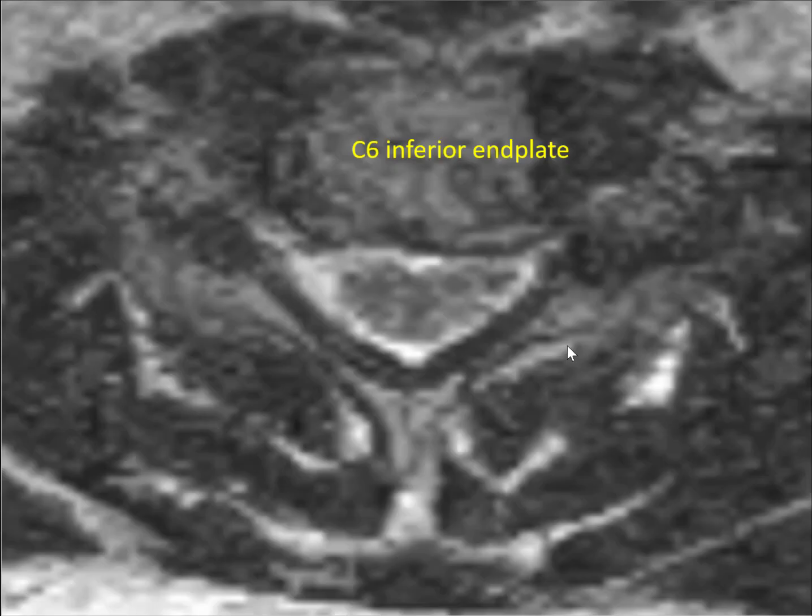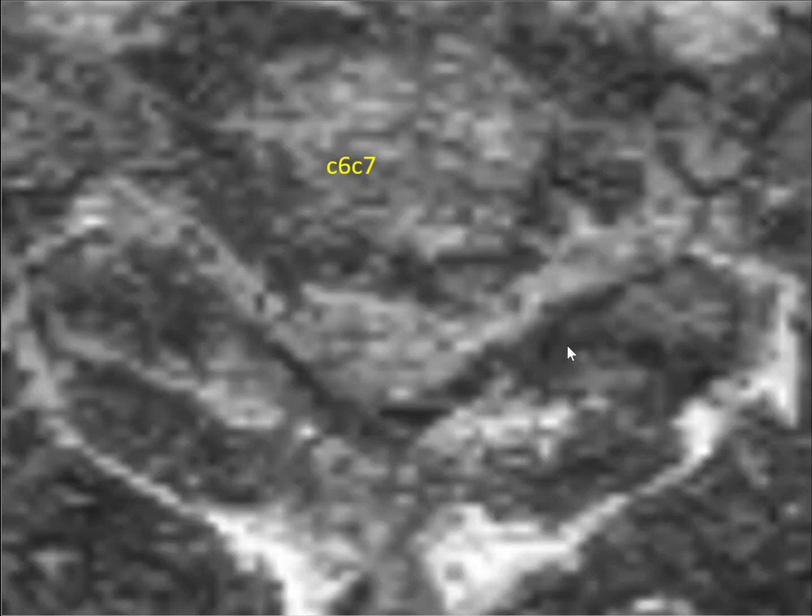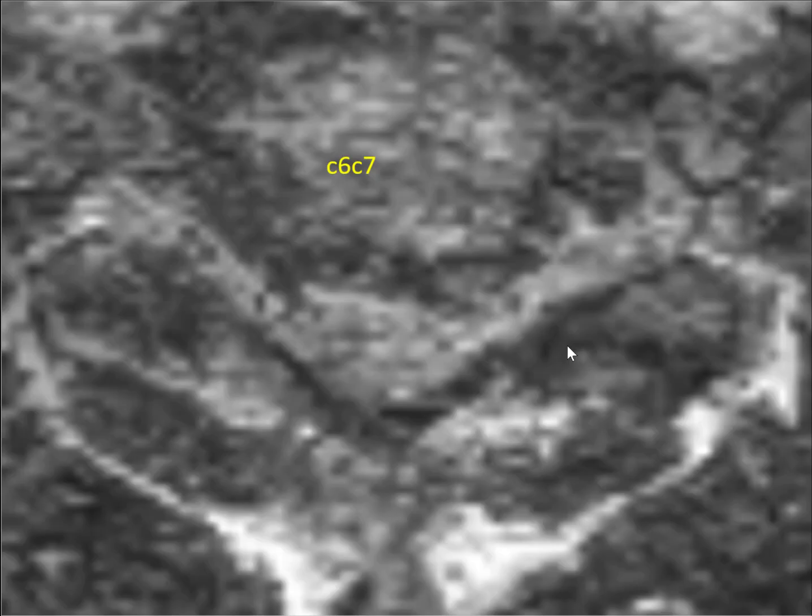And this is the C6 inferior end plate, and the C6, C7 disc space. Can you see on the left that soft disc herniation? I don't have a pointer, but you see the spinal cord, and just on the left there's a soft herniation, and there's the C7 superior end plate. I say it's soft because the color is bright compared to the rest of the disc. If you see it dark, it's more dense, usually bony.